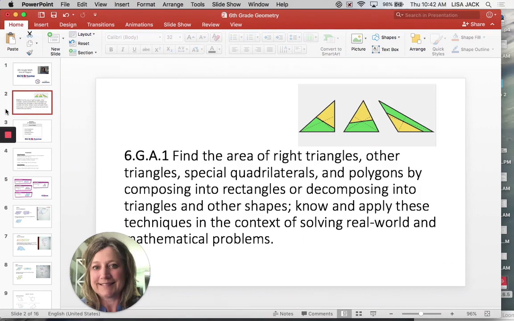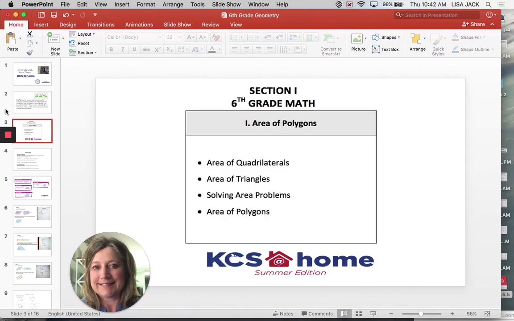So the standard we're going to be covering in this series of lessons is 6.G.A.1, which is Geometry Standard 1, and it is about finding the area of right triangles and other triangles, special quadrilaterals, and polygons by composing into rectangles or decomposing into triangles and other shapes. Know and apply these techniques in the context of solving real-world and mathematical problems.